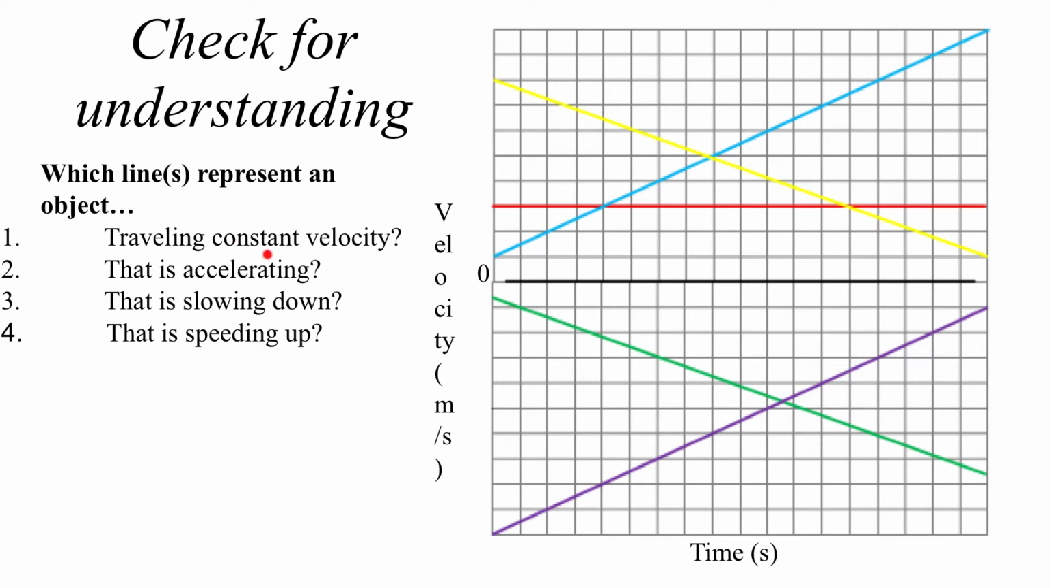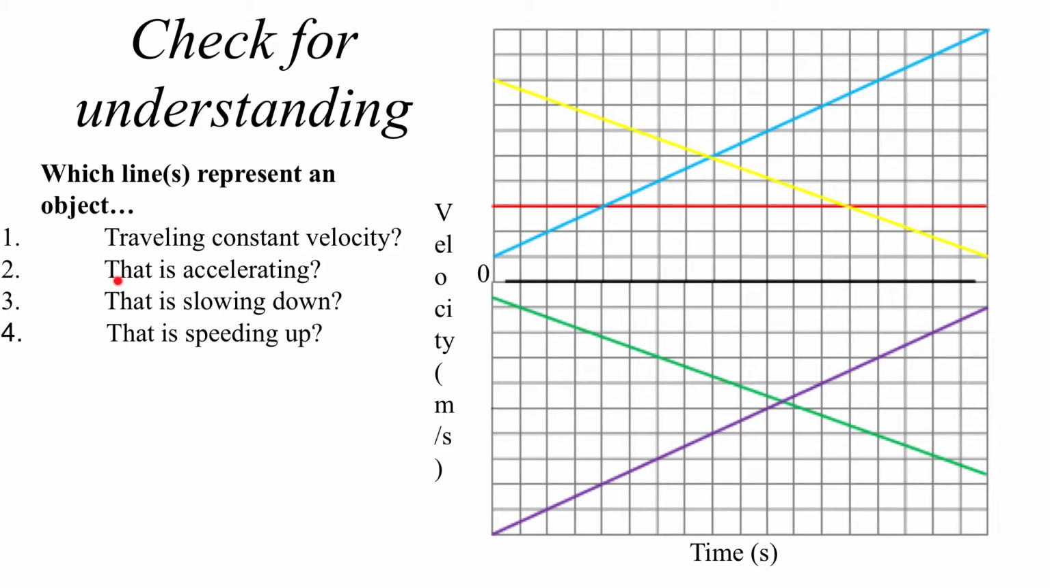So number one, traveling at constant velocity. So think about what kind of line you want to look for for constant velocity, diagonal or horizontal. In this case, for constant, we want horizontal lines. So the only line here that represents constant would be this red line right here. It doesn't have any numbers to say what velocity it's going, but as long as it's not sitting on that x-axis, we know that it's maintaining a constant velocity at whatever number that may be.